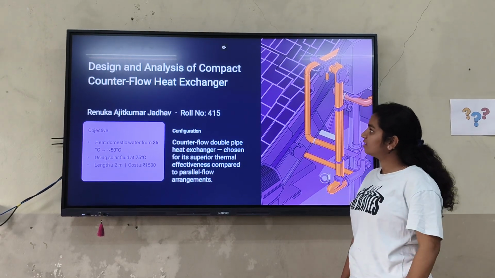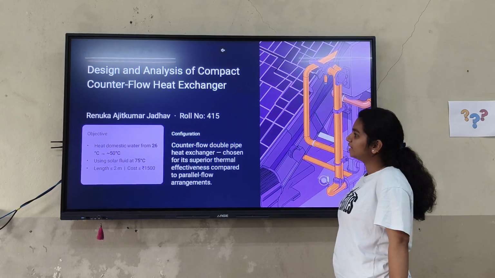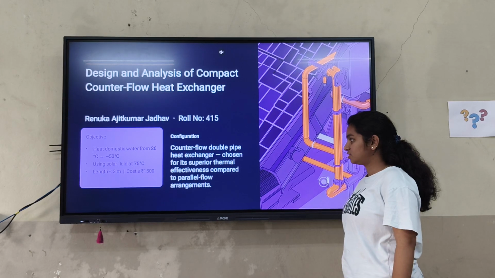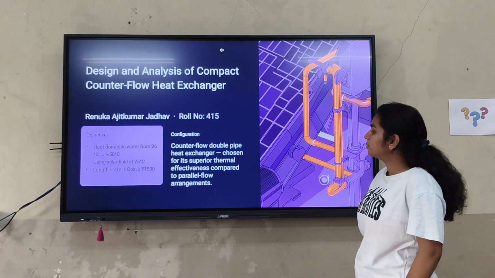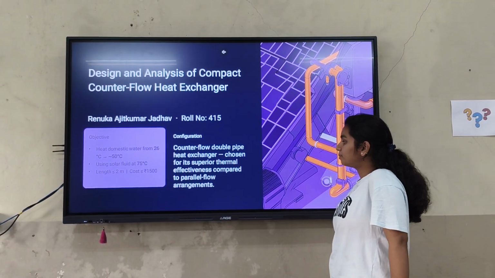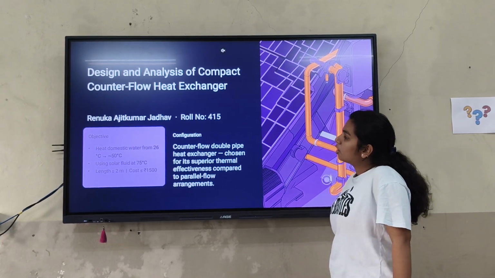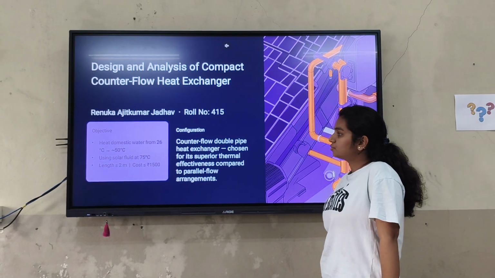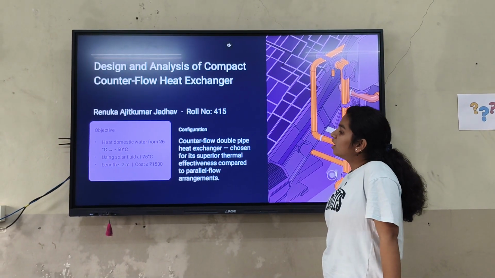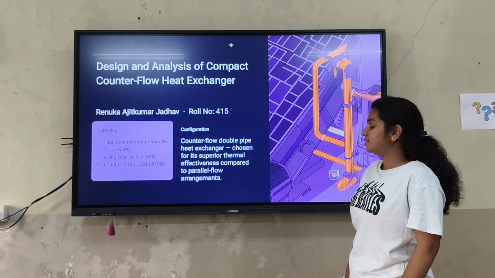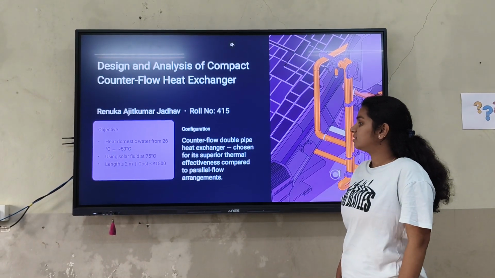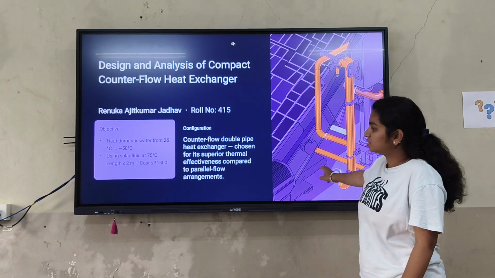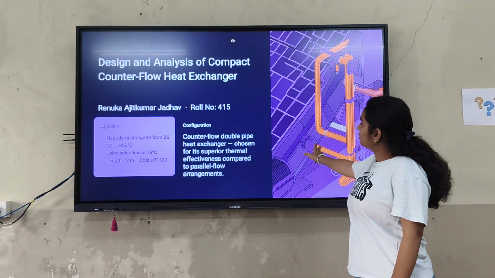The topic is design and analysis of a compact counterflow heat exchanger. The configuration is a counterflow double pipe heat exchanger, chosen for its superior thermal effectiveness compared to parallel flow arrangements. The objectives are to heat domestic water from 26 degrees Celsius to approximately 50 degrees Celsius using solar fluid at 75 degrees Celsius. Length is less than or equal to 2 meters and cost is approximately 1500.